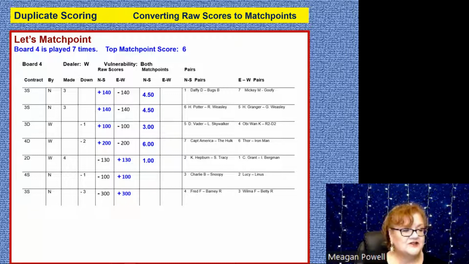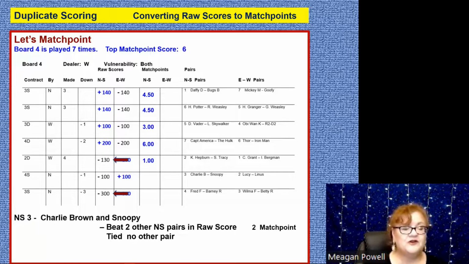All right. Let's go look at Charlie Brown and Snoopy with their negative 100. Well, their negative 100 did not beat any of the positive scores up top in the north-south column. All right, so those are out. Negative 100 does, though, beat a negative 130 by Hepburn and Tracy. Negative 100 is a better negative score. It's closer to zero, so they beat that pair. They also beat Fred and Barney because negative 100 is better than negative 300. So they beat two other pairs. They earned two match points. They tied nobody. They earned two match points.